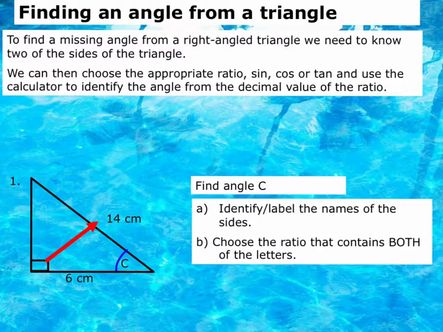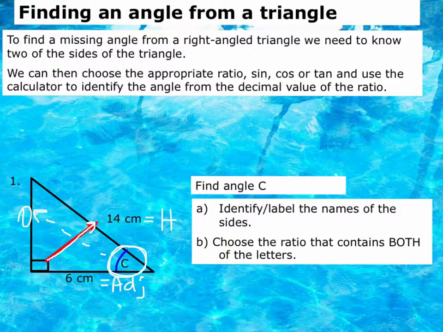I'm going to use a different color. This is going to be adjacent, and that's an abbreviation for adjacent. And remember, we're looking at angle C. I'll go ahead and circle it. Next, whatever's opposite 90 degrees is always going to be the hypotenuse. So 14 is the hypotenuse. And then opposite C would be the opposite side, which is over here. And notice there's nothing there. Now, since we have the sides labeled, it helps us to choose the ratio that contains both of the letters. Let's continue this example on the next slide.